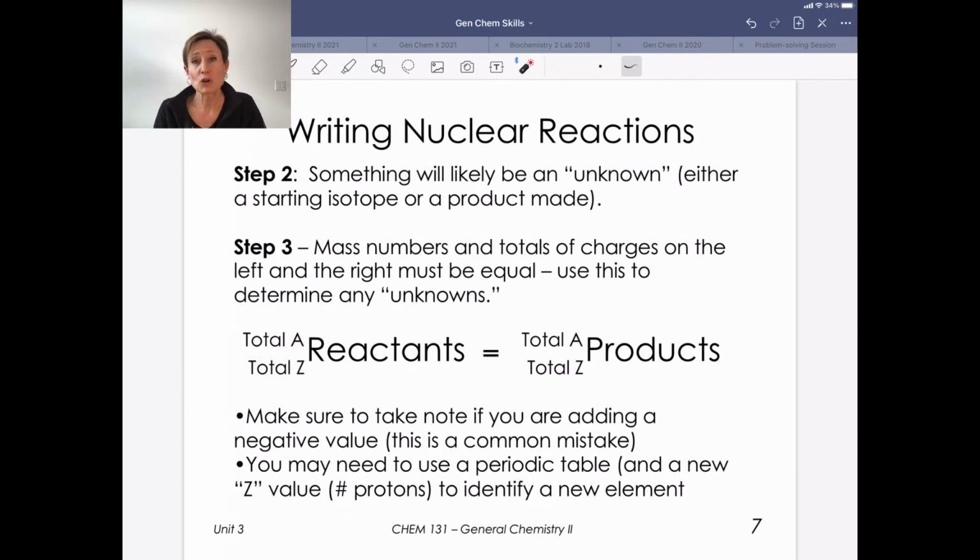I'm going to show you an example on the next slide, but basically everything on the upper part of all of our species on the left needs to add up to what's on the upper part of everything on the right. We have to take note if we're adding a negative, which really means we're subtracting. And have a periodic table at the ready, because you might generate a new element that you then need to use a periodic table to identify.